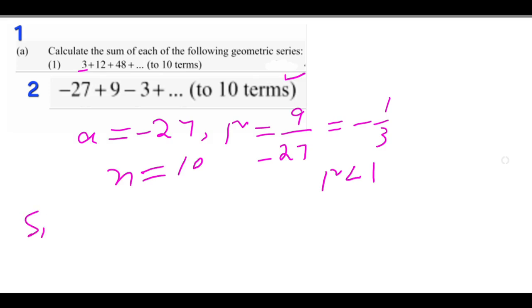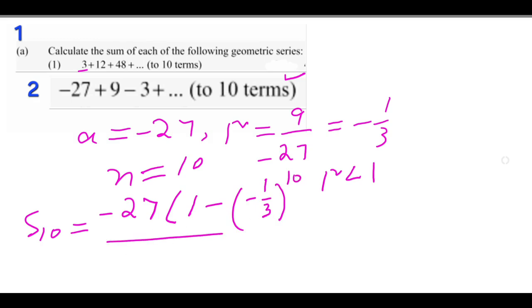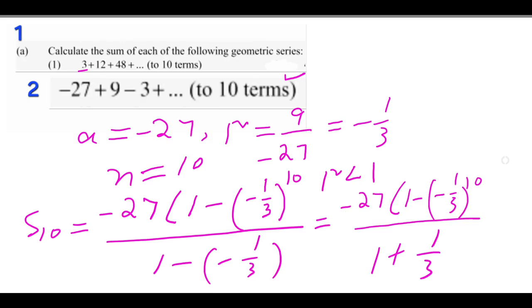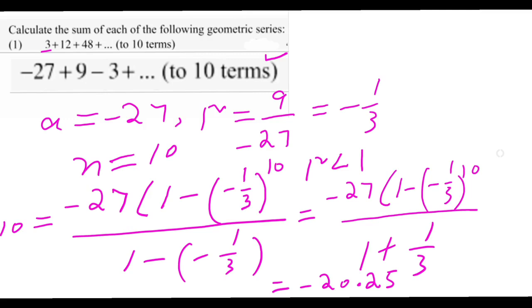So this time we're again looking at S10. So A is negative 27. We're going to substitute everything into the formula. Parentheses 1 minus R, we got negative 1 over 3, and the power n, which is 10, over 1 minus R, we got negative 1 over 3. Now I'm going to simplify one time to find the answer. So I use my calculator. My answer is negative 20,25.